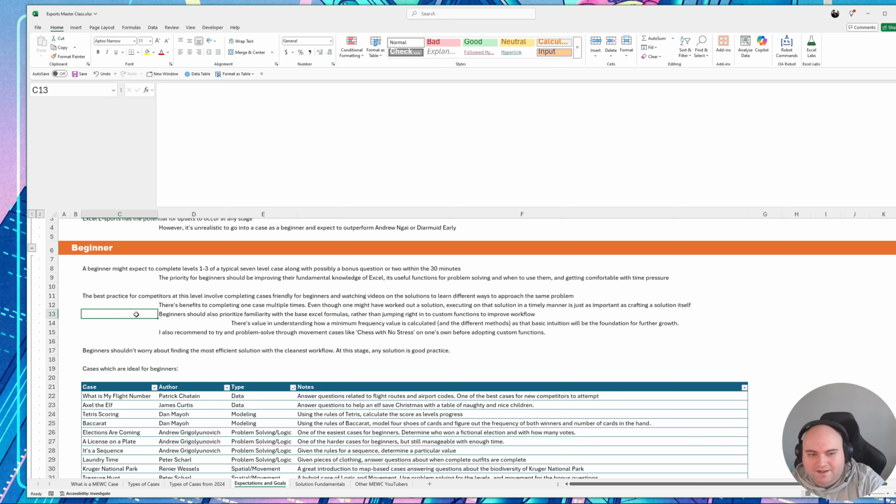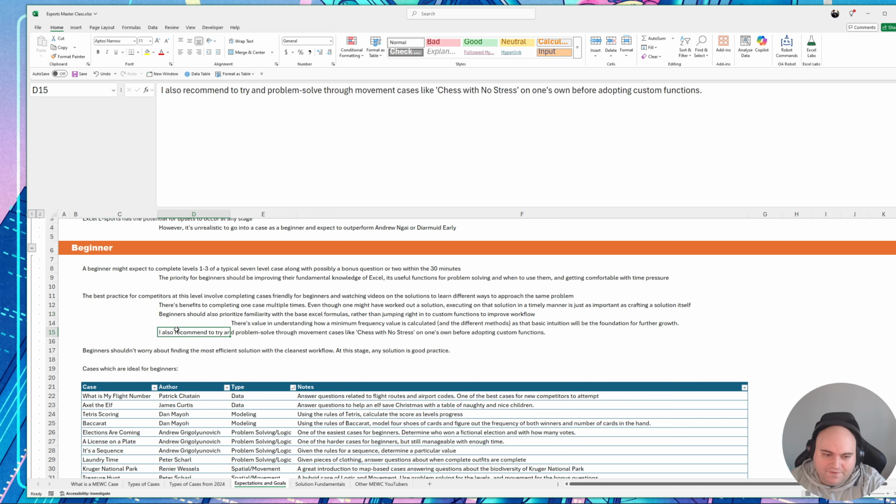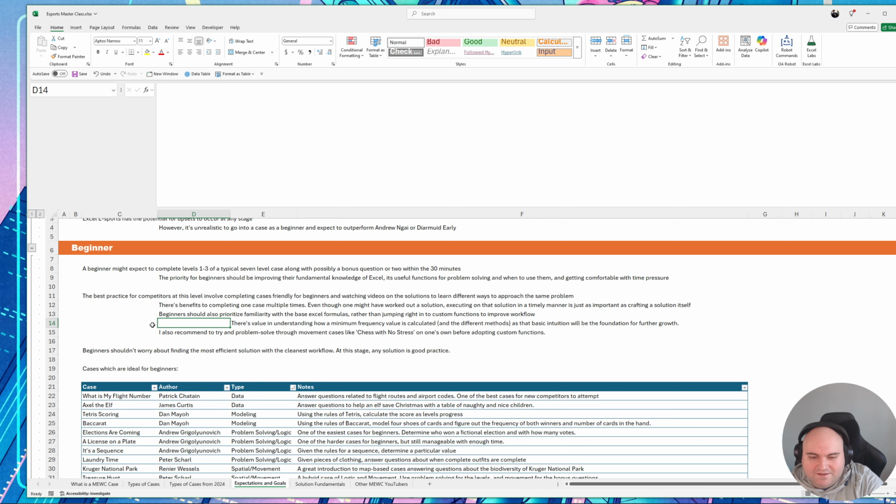That leads into the next point: prioritizing familiarity with the base Excel formulas rather than jumping right into using other people's custom functions or concepts to improve the workflow. I think having that strong foundation allows you to make the most use of the extracurriculars of Excel, so to speak. I think there's value in understanding how a minimum frequency value is calculated, the reverse mode or a mode, and the different methods to use it rather than jumping right to a lambda. Having that intuition can be the foundation for future growth.